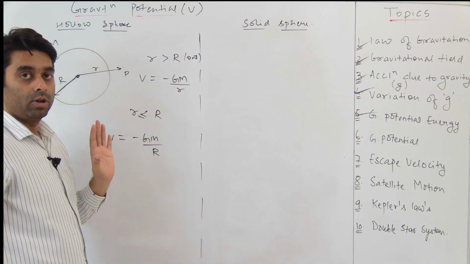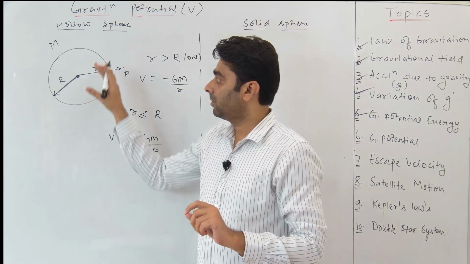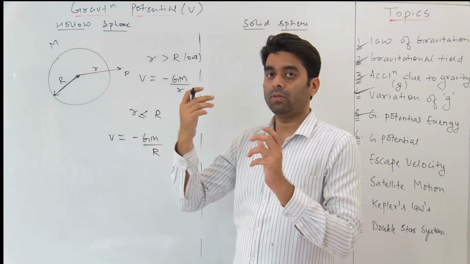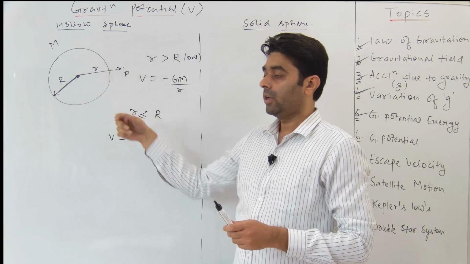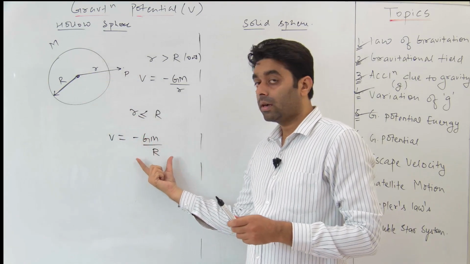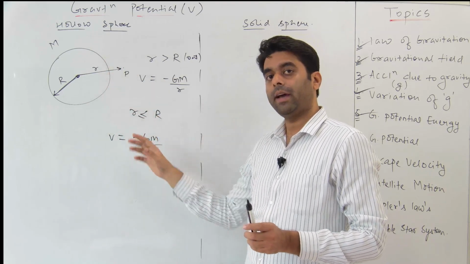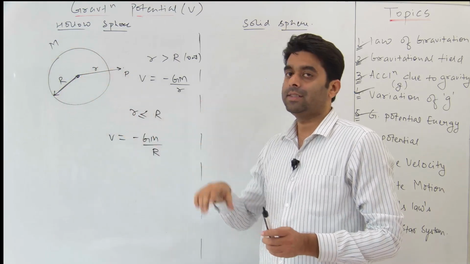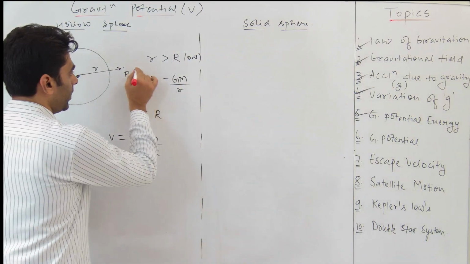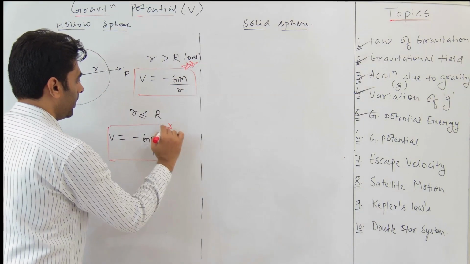It is constant throughout over here, because if you remember, gravitational field inside a hollow sphere is 0. Therefore there is no work done in moving it. So the gravitational potential difference over here is 0. The potential at the surface is minus GM by R, and throughout inside it is minus GM by R only. It's constant. So the two results that we have got are: for outside points minus GM by small r, and for inside points minus GM by capital R, right?